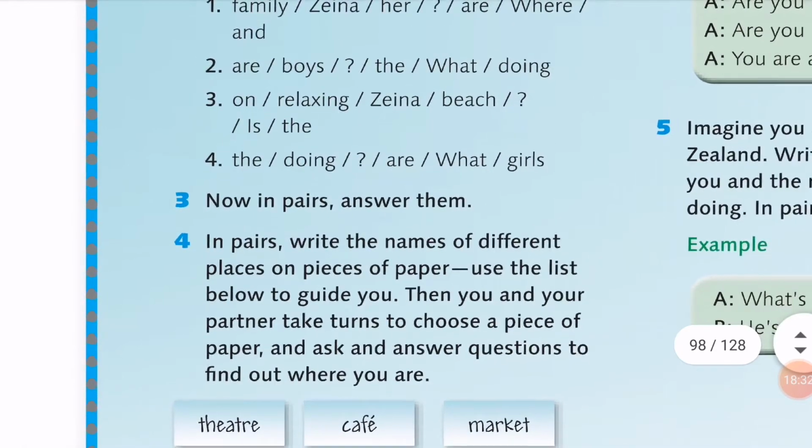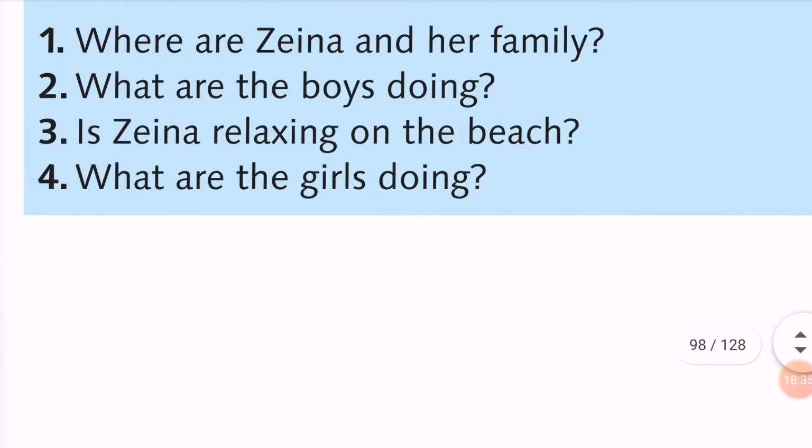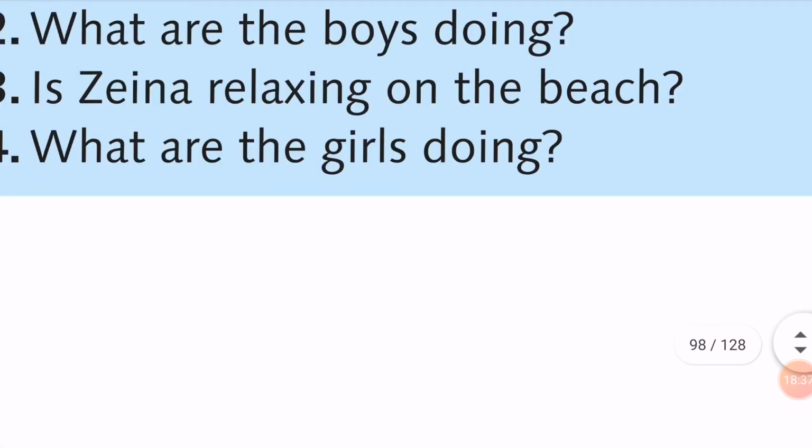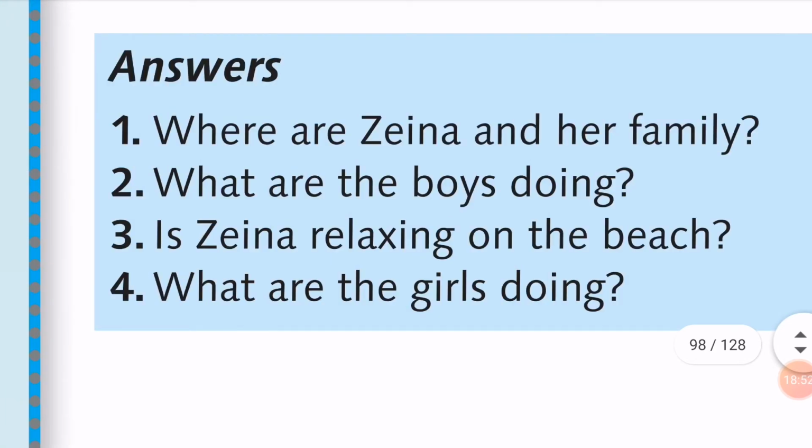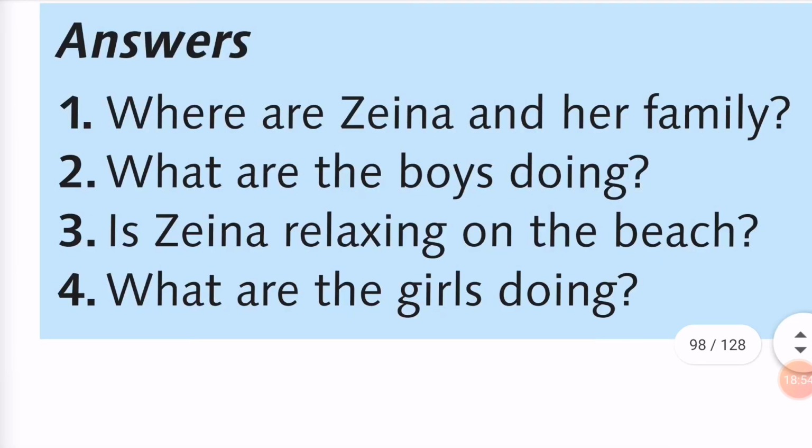The last one here, the doing are what girls. The answer: what are the girls doing? WH question word begin with the what, plus verb to be are, plus the subject, the girls, plural subject, plus the verb with ing. It's not enough only to write these questions.